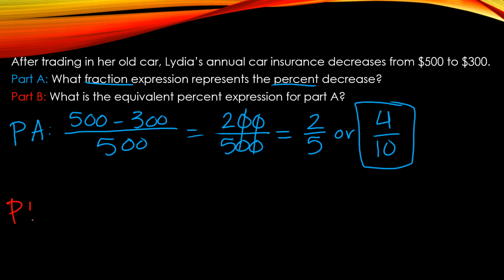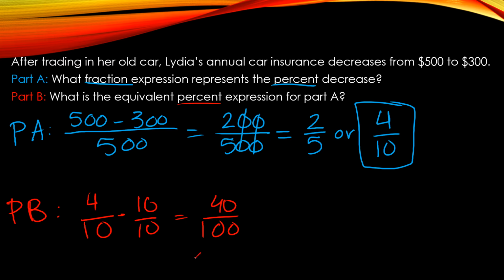So for part B, I want to know what's the percent. If I were to take 4 over 10 and multiply top and bottom by 10, I get 40 over 100. Since my denominator has that 100 in it, that tells me that this is equivalent to 40%.